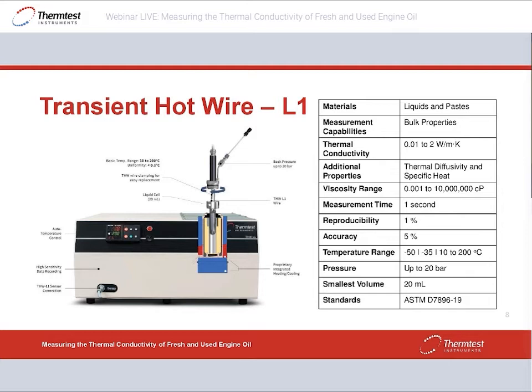And because the THWL1 has a proprietary integrated heating and cooling system, it allows uniform temperature through the whole temperature range, which means that there are no natural convection effects and no disturbance during the measurements.